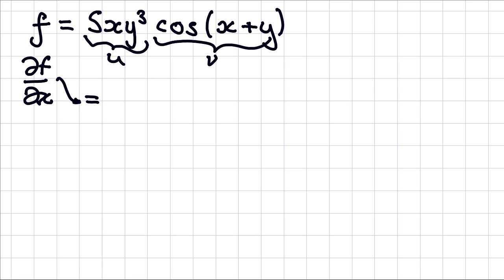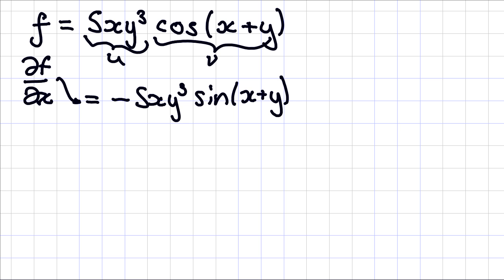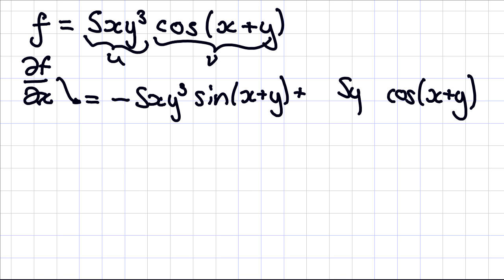So first of all, I calculate u dv dx. So we have u, 5xy cubed, and then dv dx, derivative of cos is minus sine. But now I also need to calculate v du dx. So we'll have v, cos x plus y, and du dx, that's just 5y cubed.